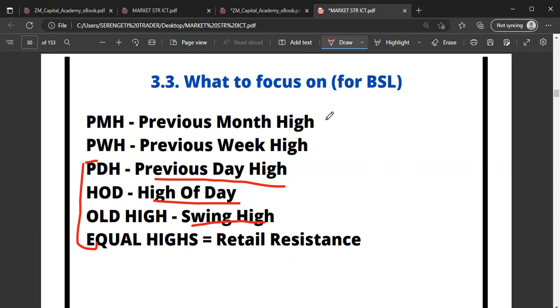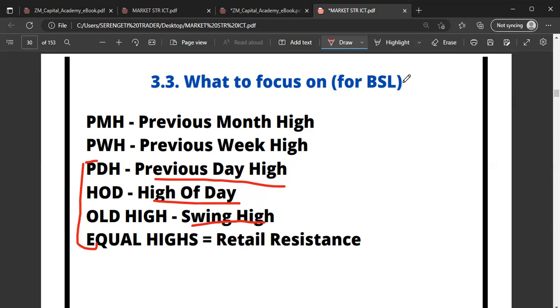Because every day the market opens at a certain time. So you just have to know when the market opened on Monday, and that it opened at this time and closed at this time. In order to know the previous day high, you just have to draw the previous day high to the right.